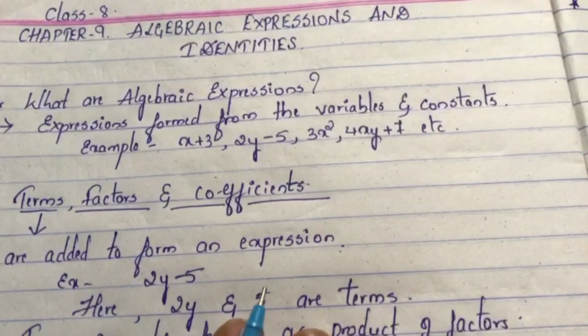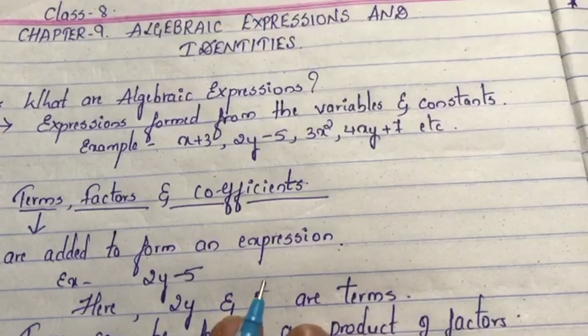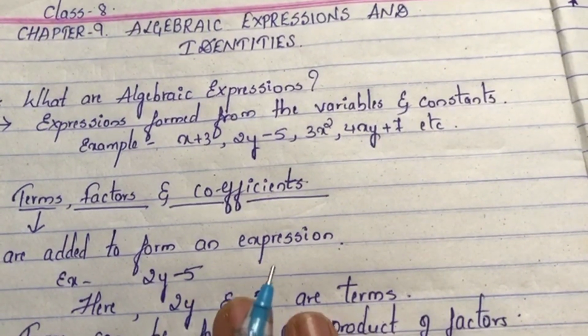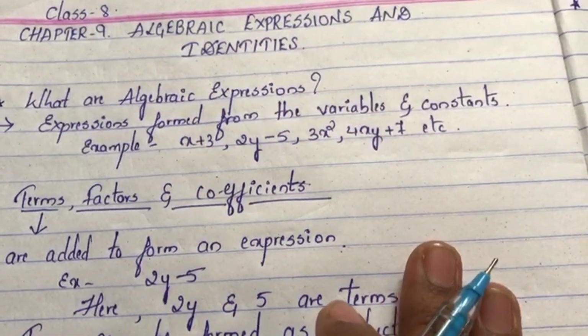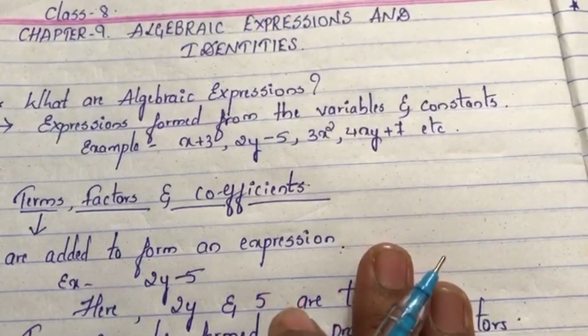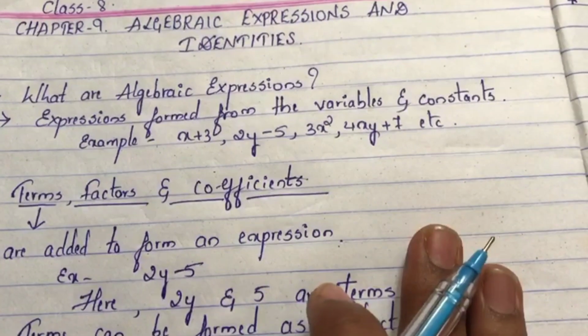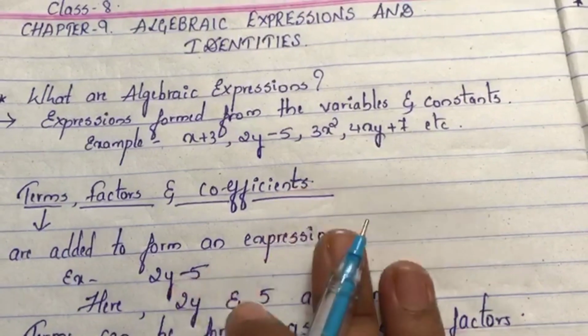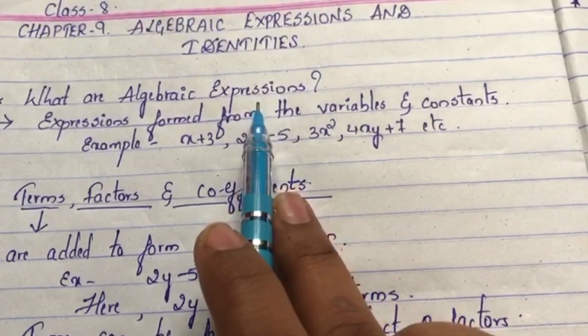One of our subscribers has asked us to solve problems on algebraic expressions and identities. But before moving on to problems, I would like to explain algebraic expressions, terms, factors, coefficients, like and unlike terms, and monomials, binomials and polynomials. Let's know what algebraic expressions are.